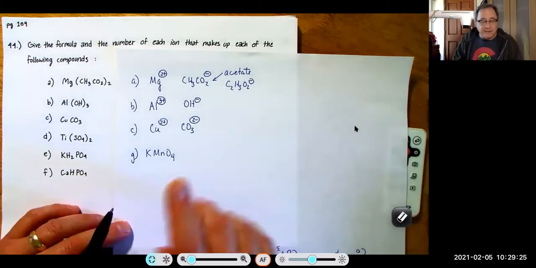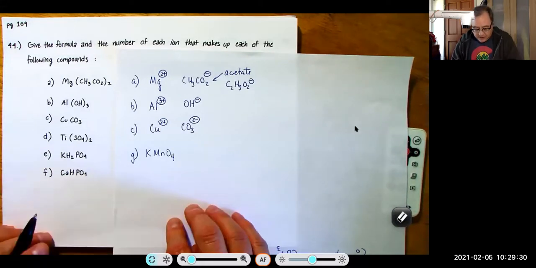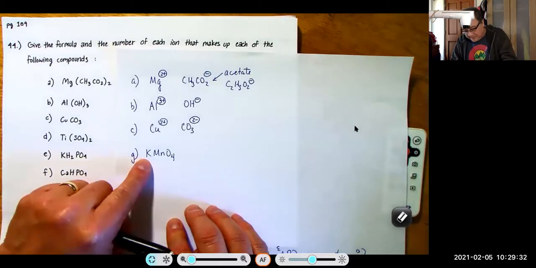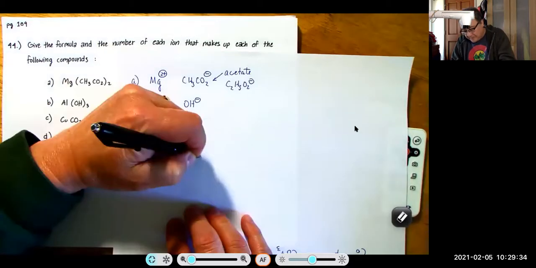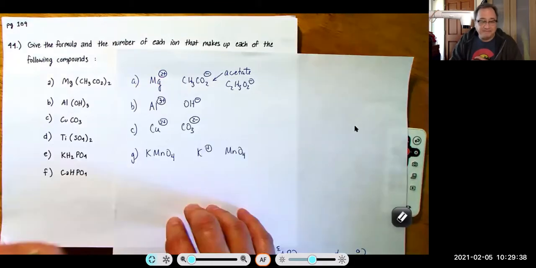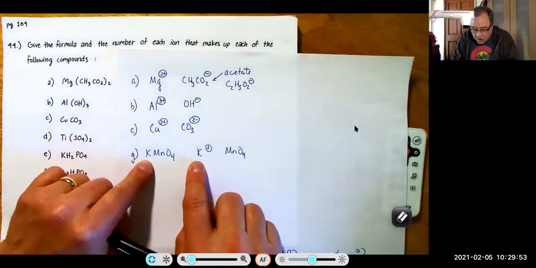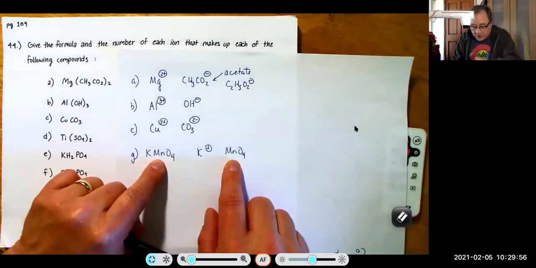Okay, now I'm going to stop you. Here's how you solve it. The first metal's the cation. The rest is the anion. What's the charge on the anion? Well, there's 1 potassium. There's 1 MnO4. The charge has to be -1.